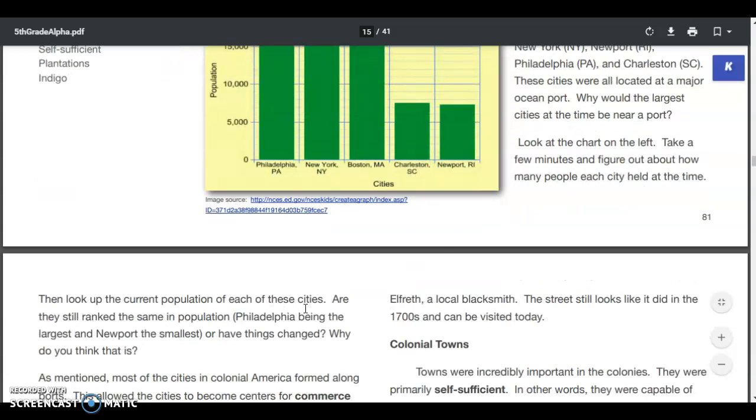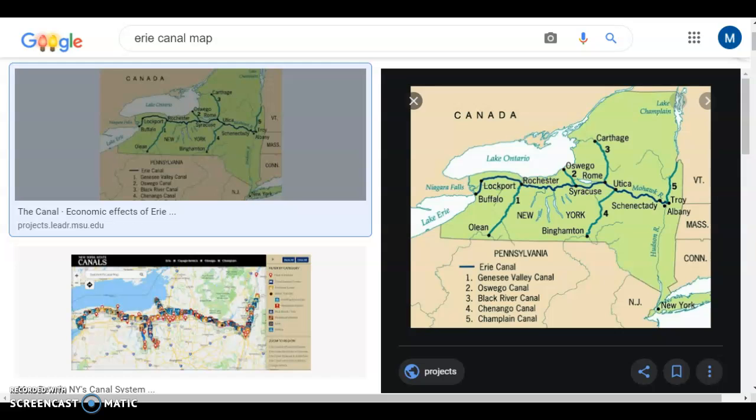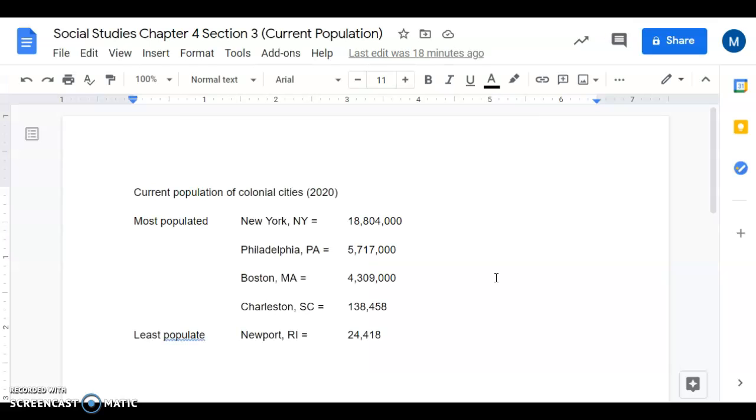Then look up the current population of each of the cities. Are they still ranked the same in population, with Philadelphia being the largest and Newport the smallest, or have things changed? So I did go ahead and look those up for you, and here's what we have for current population of colonial cities. Take a minute to look at that. Pay attention to which one has the most population and which one has the least population.